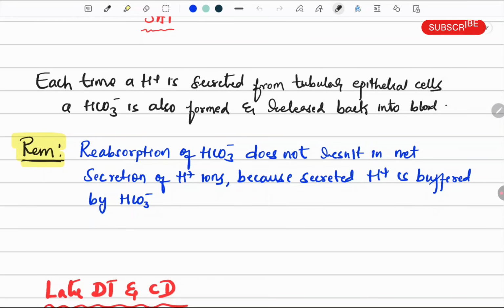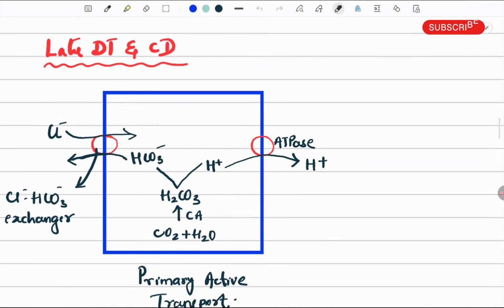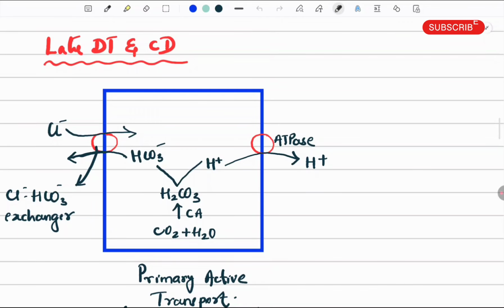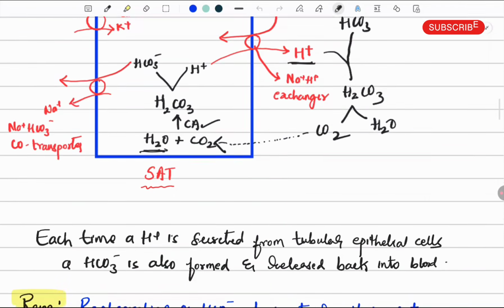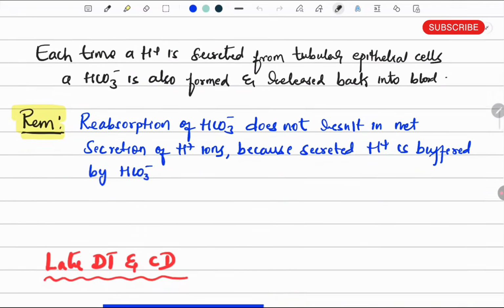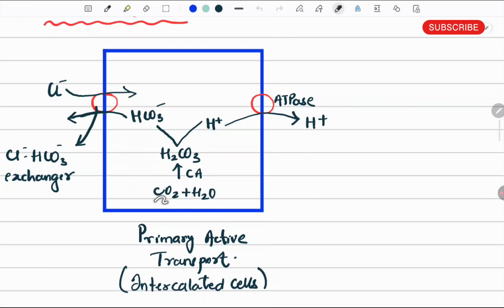Now let's understand the mechanism of secretion of H+ in the late distal tubule and the collecting duct. Okay, what was the mechanism here? The mechanism was secondary active transport. Let's see what is going to happen here. Carbon dioxide forms inside the cell, again reacts with water in the presence of carbonic anhydrase, resulting in the formation of H2CO3, which dissociates into H+ and HCO3-. Here H+ is pumped into the lumen. This is what is called secretion with the help of H+-ATPase.